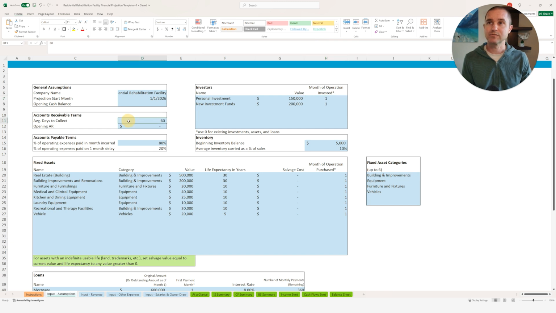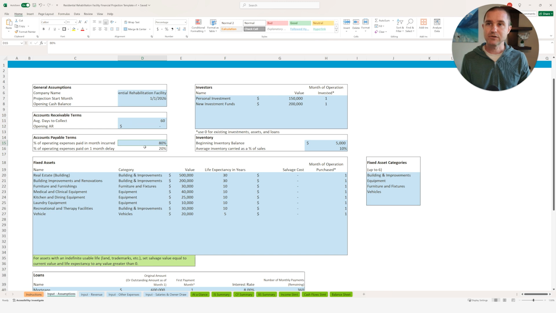Now, on the accounts receivable terms, this is pretty important. If you're billing insurance, you are likely going to have to provide the service, then bill, and then wait to get paid, right? And so this is where you set the number of days that you'd expect it to take to get paid by whoever the payer is. So if you're an only private pay facility, then this could be as little as 0, I suppose, right? You could have everybody prepaying in advance, and so that could be 0 days to collect. But in this instance, we're going to assume that you're billing insurance, at least for a portion of the work that you're doing. And so we set that to 60 days.